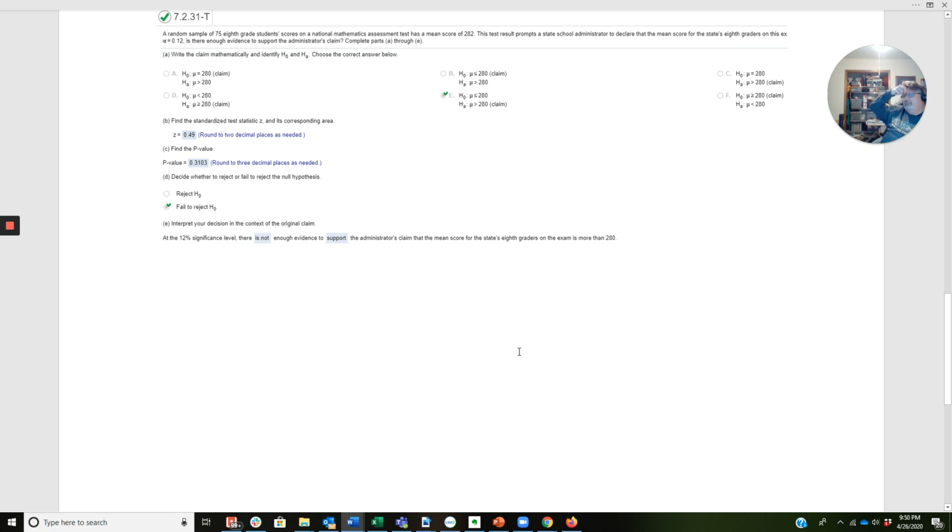The next examples, we're going to do one with the data, but this is how to do one with the summary when our population standard deviation is known. I hope you find this helpful.